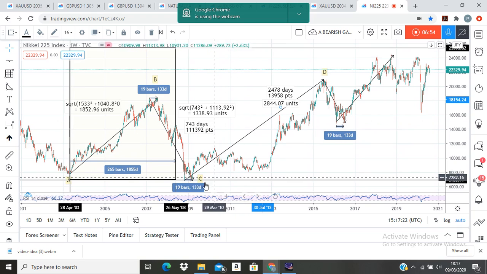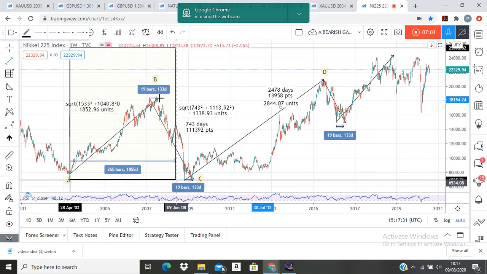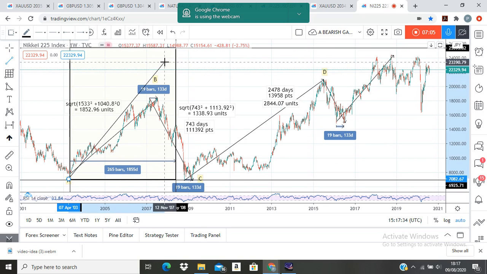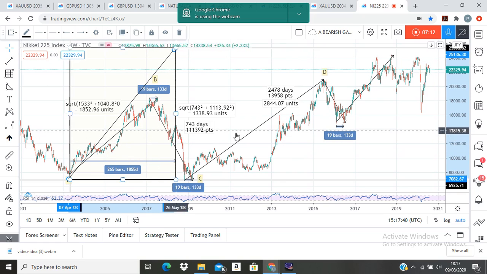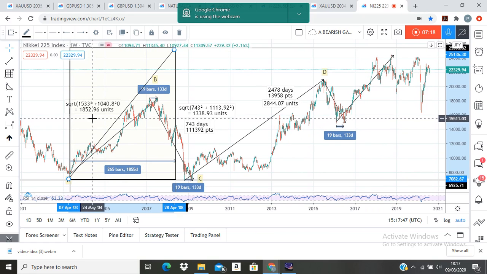So now that we have found this swing CD, if this square here is our unit square, then our diagonal here will be the next expansion in price action. And this square had a unit value of 1852.96.